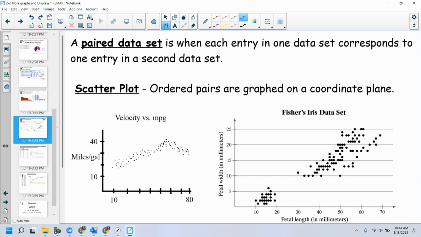Finding a line of best fit, finding the equation of the line of best fit. We'll do that by hand. Awesome. No, it's very fun.